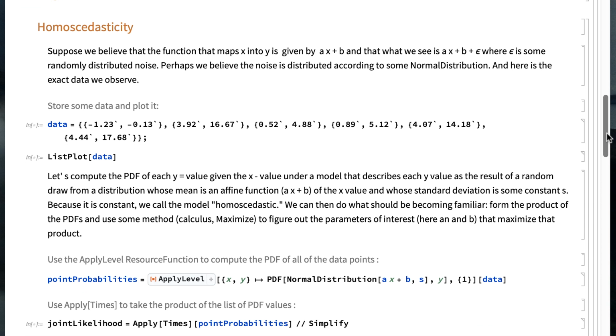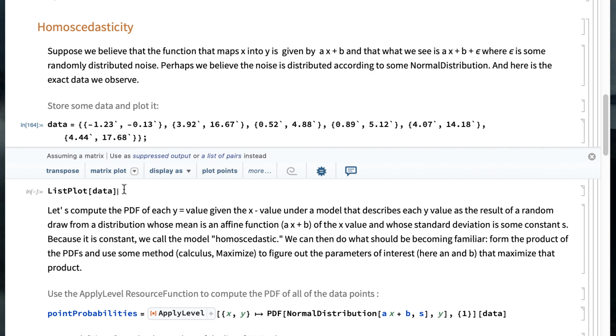Supposing we believe we have some function that maps an x value into a y value, and we think it's given by some linear function ax plus b, and that what we actually see in our data is therefore ax plus b plus some noise, epsilon, where epsilon is randomly distributed. Maybe we think it's distributed according to some normal distribution.